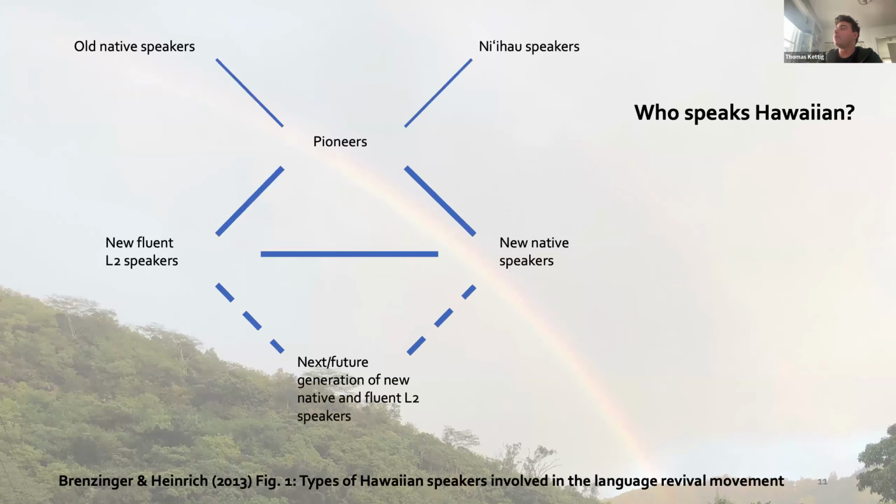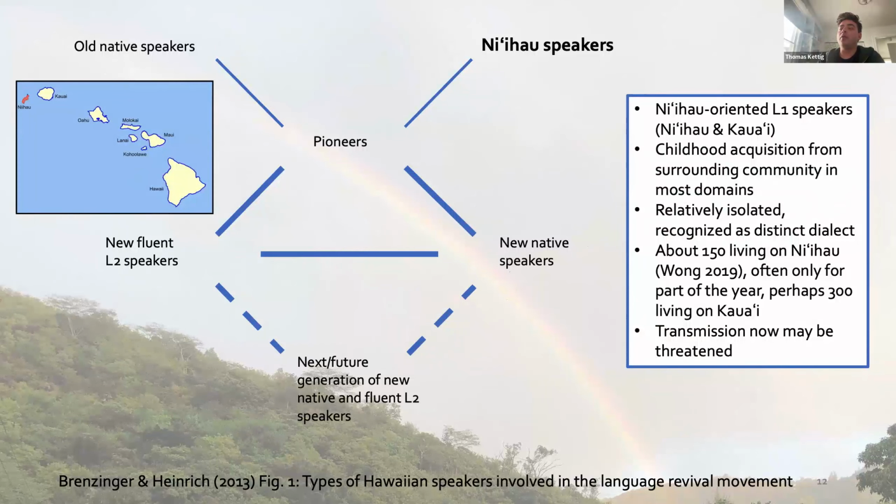sounds. So this is a little chart taken from a paper by Brenzinger and Heinrich on who speaks Hawaiian, and I'll go through in a little detail each of these different groups. So first, we have the people whose families are located on the island of Ni'ihau. This island, again, off the coast of Kauai, is extremely isolated. There's only about 50 to 150 people that live on this island year-round. The community in Ni'ihau is very close-knit.